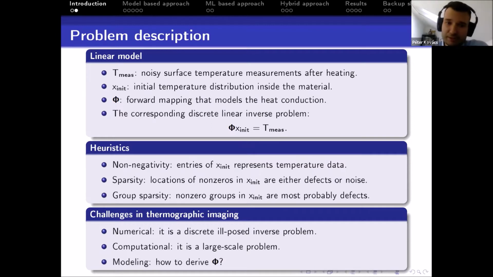In order to improve the reconstruction, several heuristics can be utilized, like non-negativity, since we are working with temperature data. Also, sparsity could be used, since in the reconstructed image, non-zero pixel values represent either noise or defects. And also group sparsity could be utilized, because non-zero pixel values which are grouped together are most likely to be defects instead of noise.